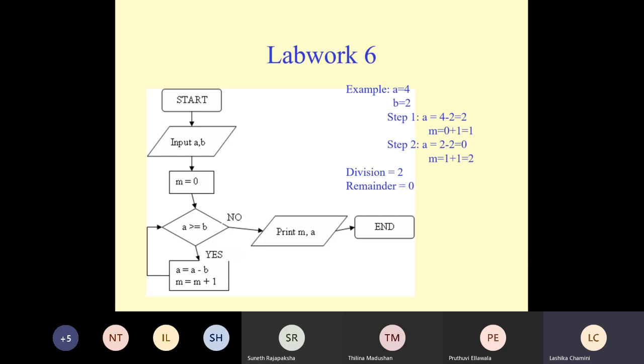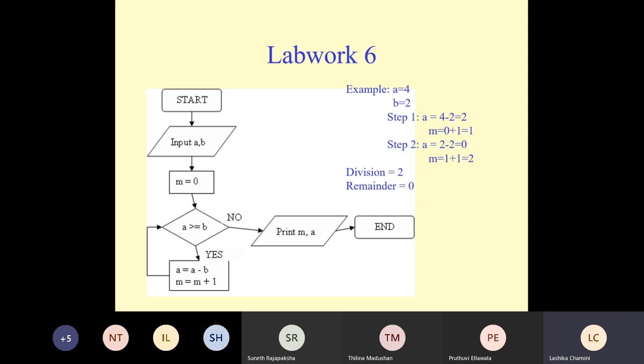And we are checking whether the value of A is greater than or equal to B. Only if the value of A is greater than or equal to B, we continue this loop. So at the first step, you can see the value of A is greater than B, because the value of A is 4 and the value of B is 2. Then we go inside this loop.